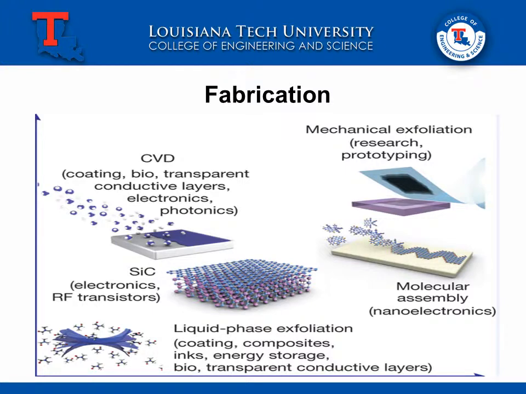Graphene can be fabricated by the following methods: mechanical exfoliation, molecular assembly, liquid phase exfoliation, silicon carbide, and chemical vapor deposition. Out of various techniques, exfoliation is the simplest method of graphene fabrication. Adhesive tape is used to repeatedly split graphene crystals into thinner layers.